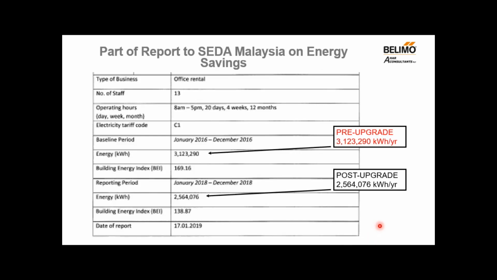savings. Okay, this is a report that we submitted to SEDA back in 2019. Before the upgrade, the electricity consumption was 3.1 million kilowatt hours per year. After the upgrade, the total consumption came down to 2.5 million kilowatt hours per year, and the maximum demand of this building also came down.